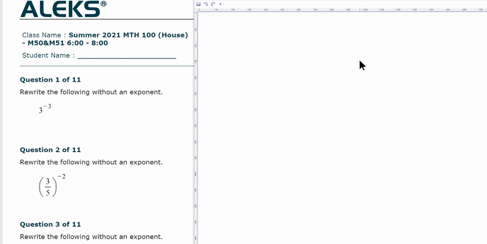Lesson 6 examples. This lesson is a continuation of the rules for exponents. Let's review a couple of those rules.